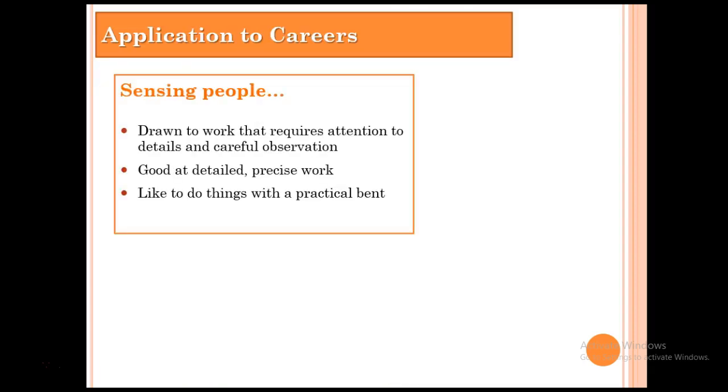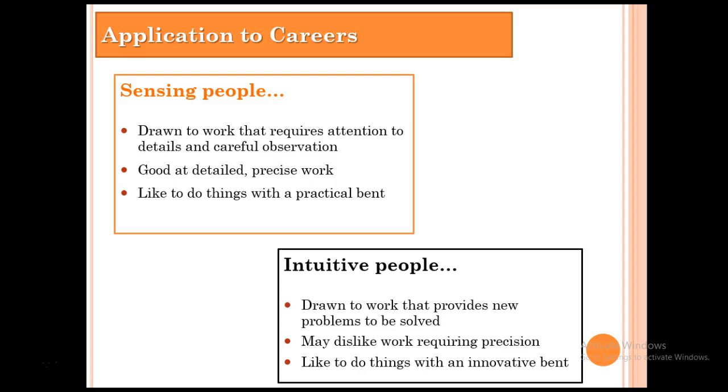In a career setting, we have sensing people who tend to be drawn to work that requires attention to details and careful observation. These are going to be our types who are good at detailed, precise work, and they like to do things with a more practical bent. Versus our intuitive people who tend to be drawn to work that provides new problems to be solved. They may dislike work that requires precision, or they may not be that great at more detail-oriented work. They also like to do things with an innovative bent.